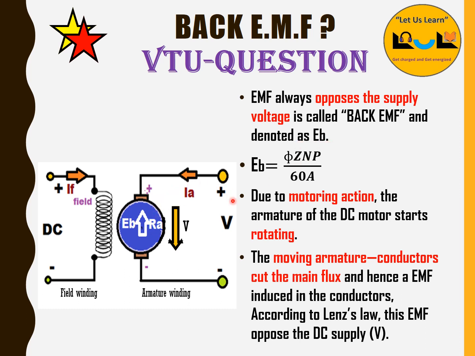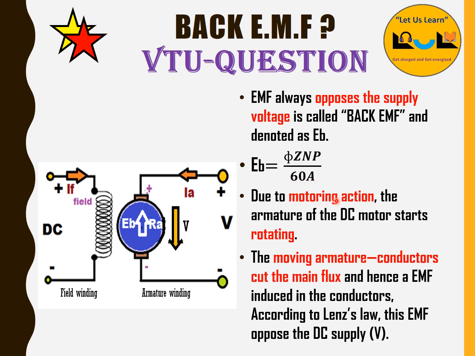Here, if I give the supply, the voltage flows towards the armature, and the armature starts to rotate. Whenever it starts to rotate, it will have some opposing EMF. That opposing EMF is called the back EMF. So EB is equal to PΦZNP divided by 60A.